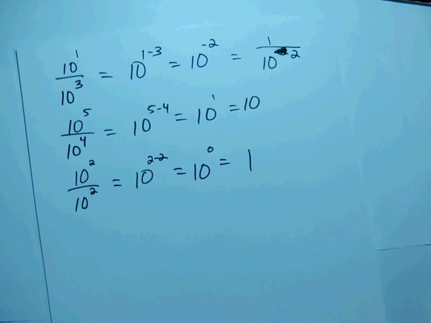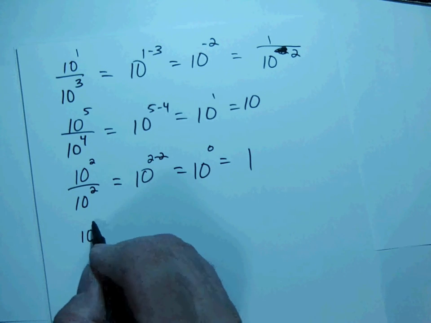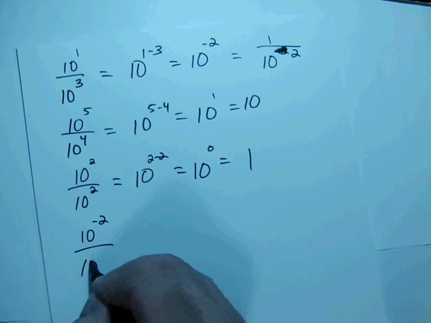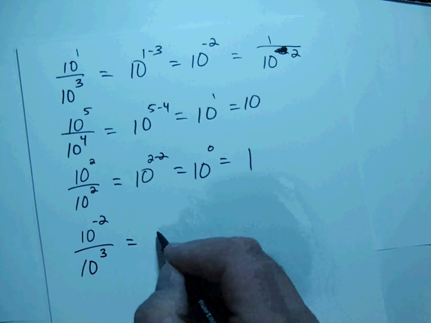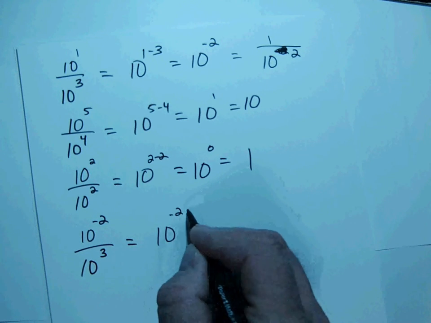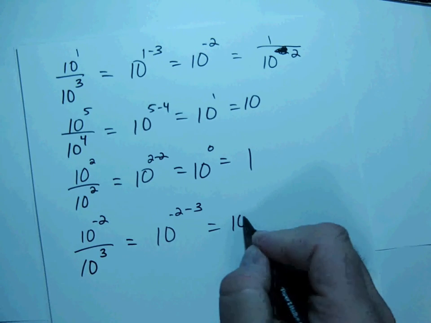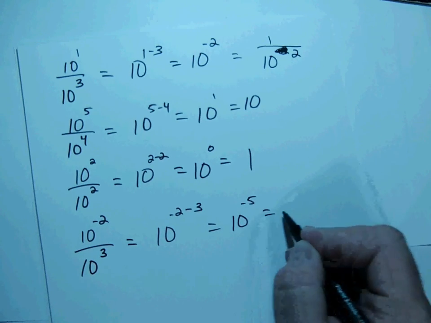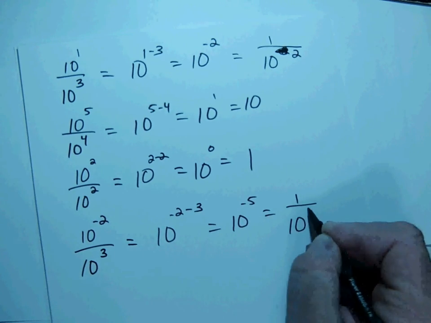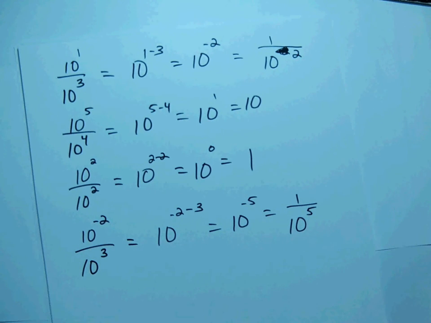And finally, part G. We have 10 to the negative 2 power divided by 10 to the 3rd power. So that's 10 to the negative 2 minus 3. I'm subtracting, which is 10 to the negative 5. And we want to clear those negative exponents out of there and call that 1 over 10 to the positive 5.